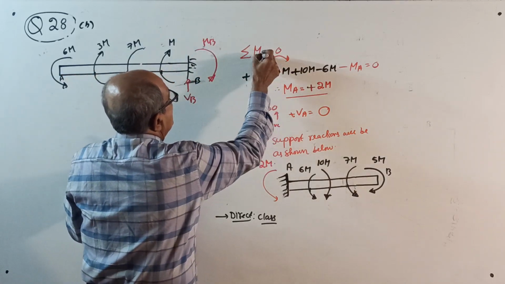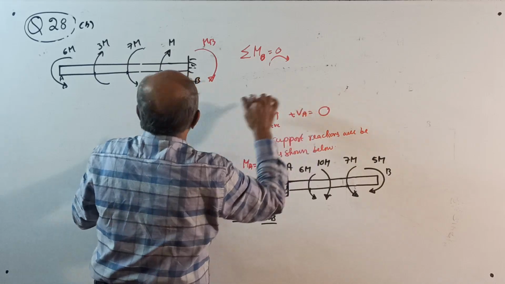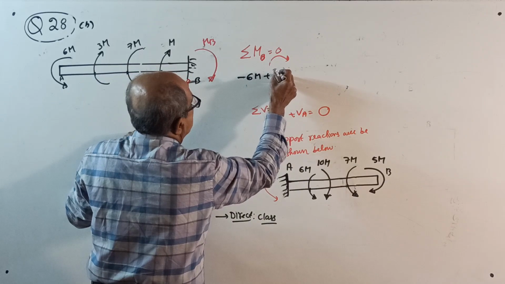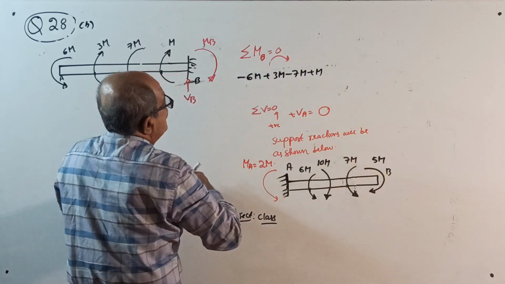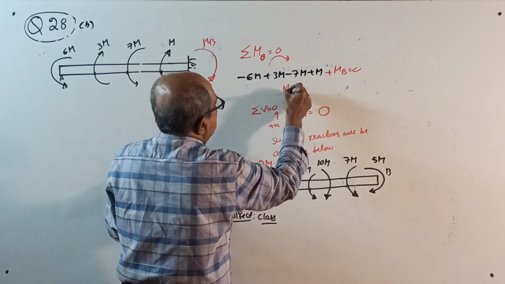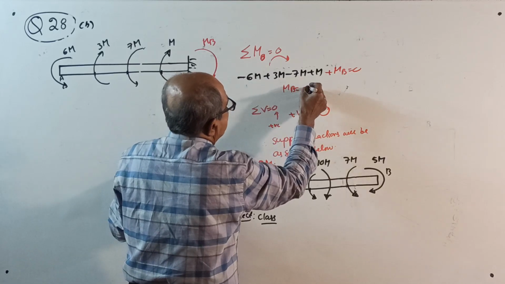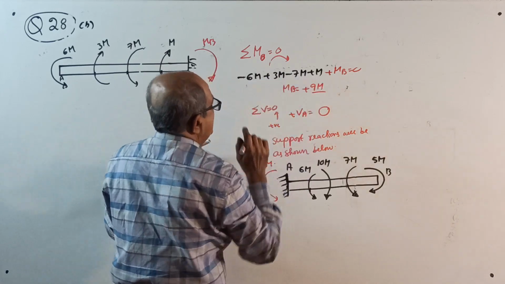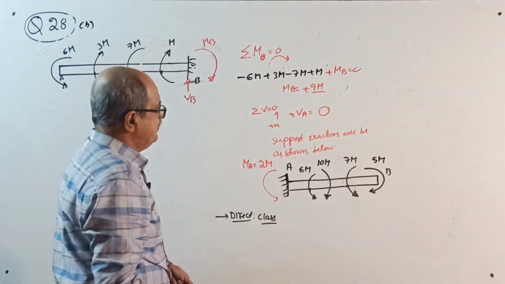Take moment about B. Minus 6m, plus 3m, minus 7m, plus m, plus MB equals 0. Your MB will come to 13 minus 4, that is 9m. Correct? Sigma V equals 0. Over.